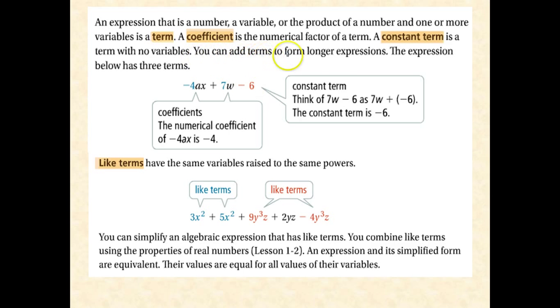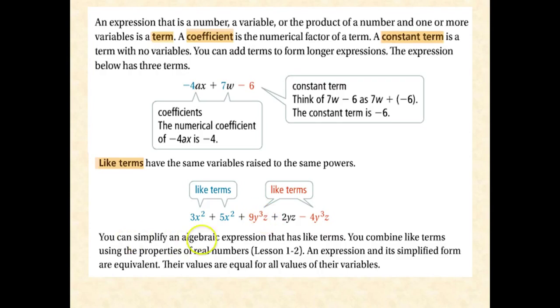You can add terms to form longer expressions. This expression has 3 terms. Like terms have the same exact variables raised to the same powers. So in this expression, like terms are 3x squared and 5x squared. They have the same variables raised to the same power. 9y cubed z and -4y cubed z are like terms because they have the same variables to the same powers.